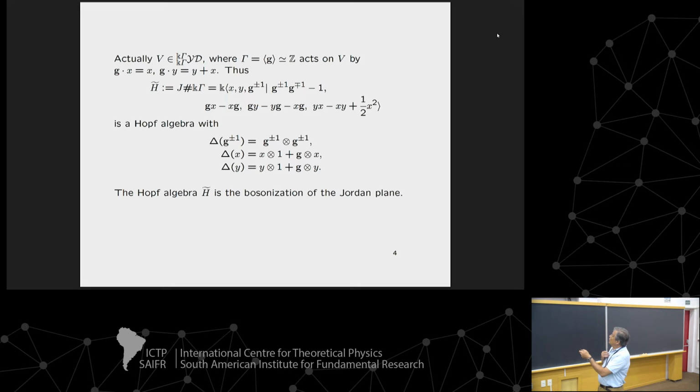So these relations reflect the action of G. This relation on X, this is the action of G on Y, and this is the relation coming from the Jordan plane. And the comultiplication of this Hopf algebra is given by this formula. So G is a group-like, and X and Y are G-1 primitives. So we call this the bosonization of the Jordan plane.